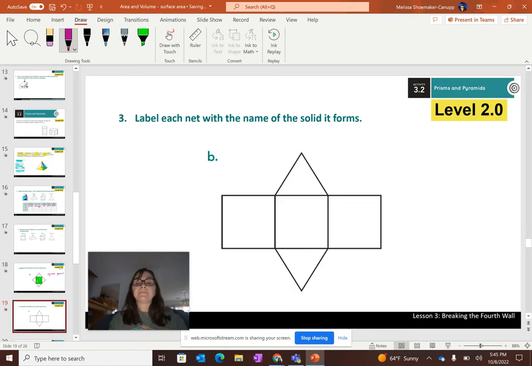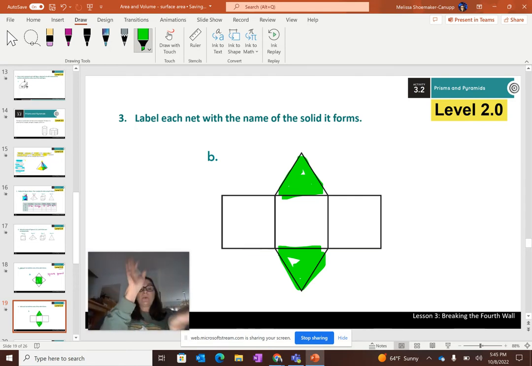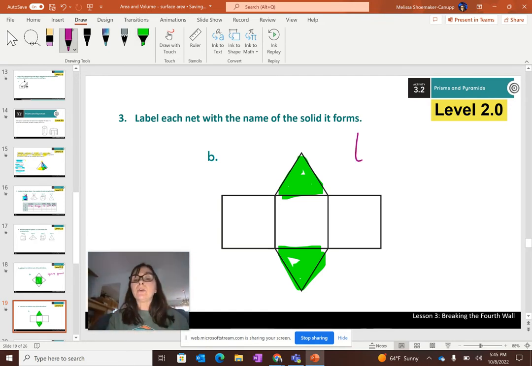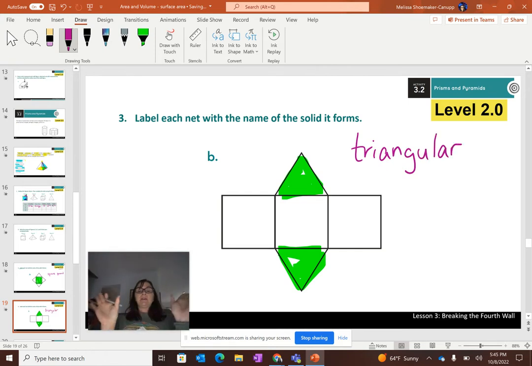Let's try another one. Here we can see the bases would be these two triangles. And in this net drawing, we can actually see how they would fold down and make the lid and the bottom. So we would name it triangle, but we make it a little bit fancier and call it triangular. And then we know that since it has two bases, it would be a prism.